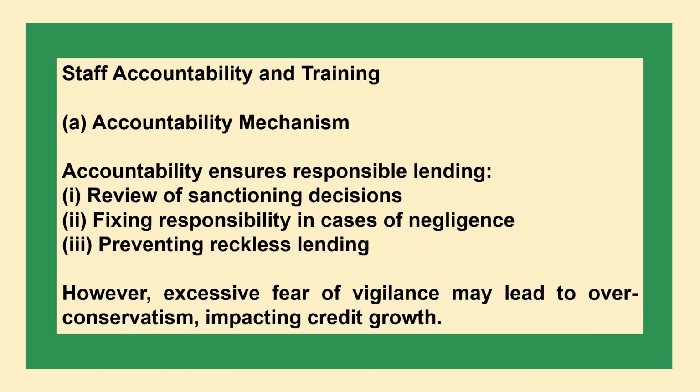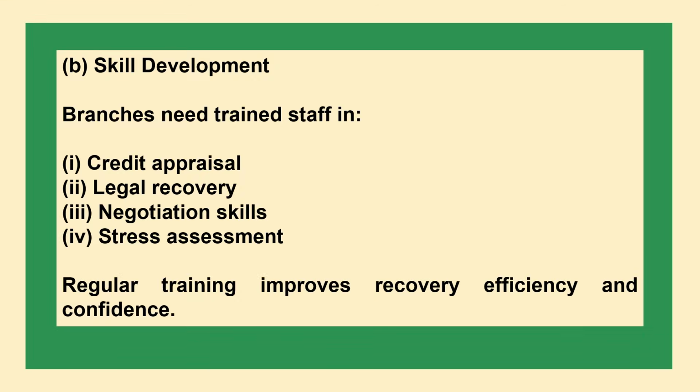Staff accountability and training. Accountability mechanism. Accountability ensures responsible lending: review of sanctioning decisions, fixing responsibility in cases of negligence, preventing reckless lending. However, excessive fear of vigilance may lead to over-conservatism, impacting credit growth. Skill development. Branches need trained staff in credit appraisal, legal recovery, negotiation skills, and stress assessment. Regular training improves recovery efficiency and confidence.